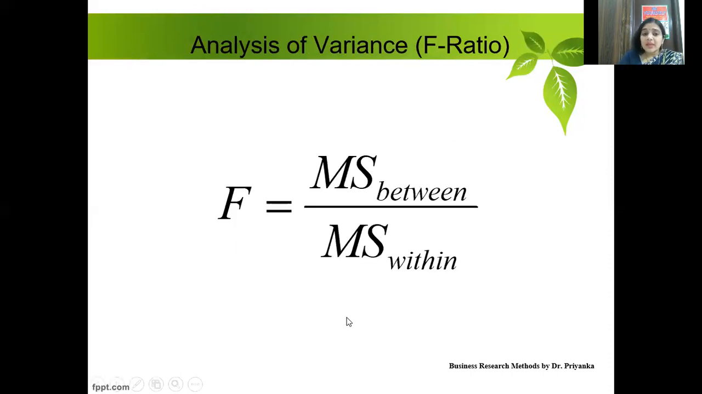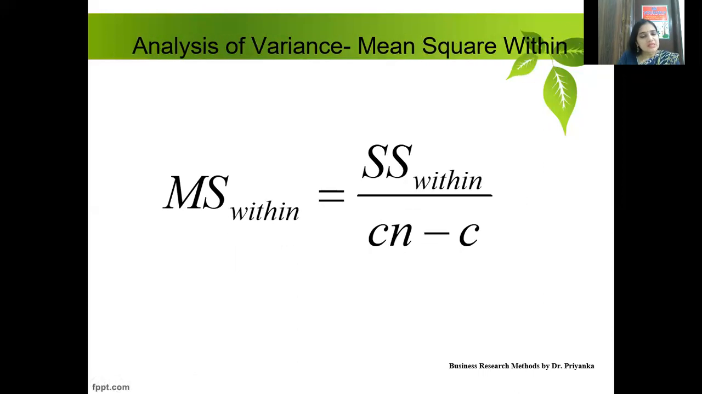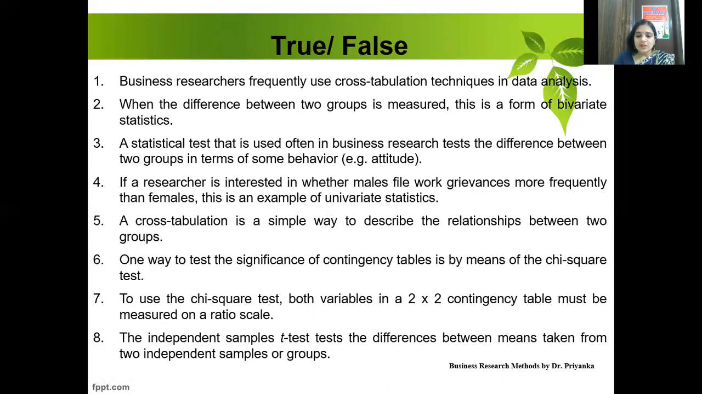Then F is calculated as MS between divided by MS within. We have calculated these values with the help of SS between and SS within. Now we'll be taking up these values and we'll calculate the F ratio, that is analysis of variance, right? F is equal to MS between divided by MS within. That's it. Let us discuss some true false now.